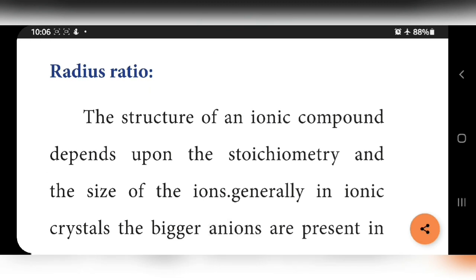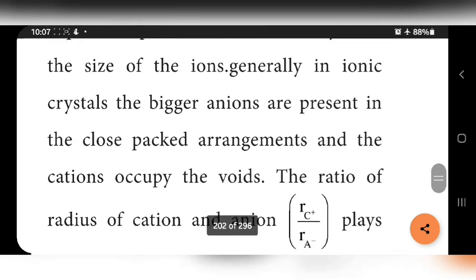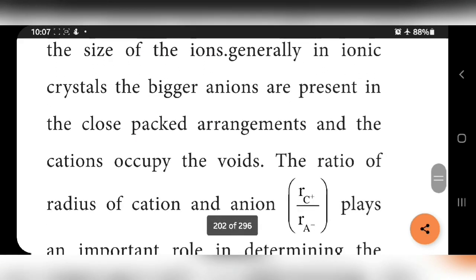The structure of an ionic compound depends upon the stoichiometry and the size of the ions. What do you mean by stoichiometry here? That is the number of atoms or ions, and the size of the ions. Generally, in ionic compounds the bigger anions are present in a close packed arrangement.